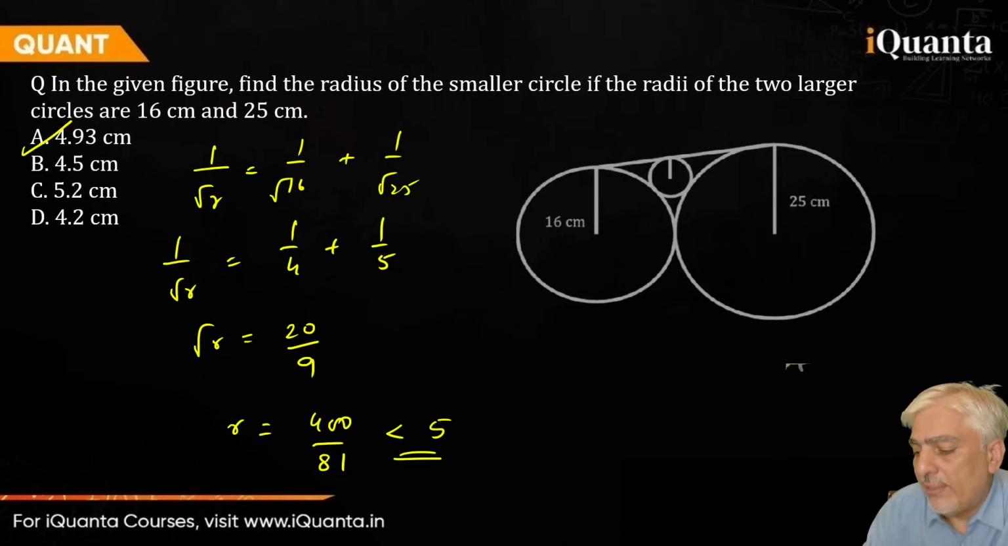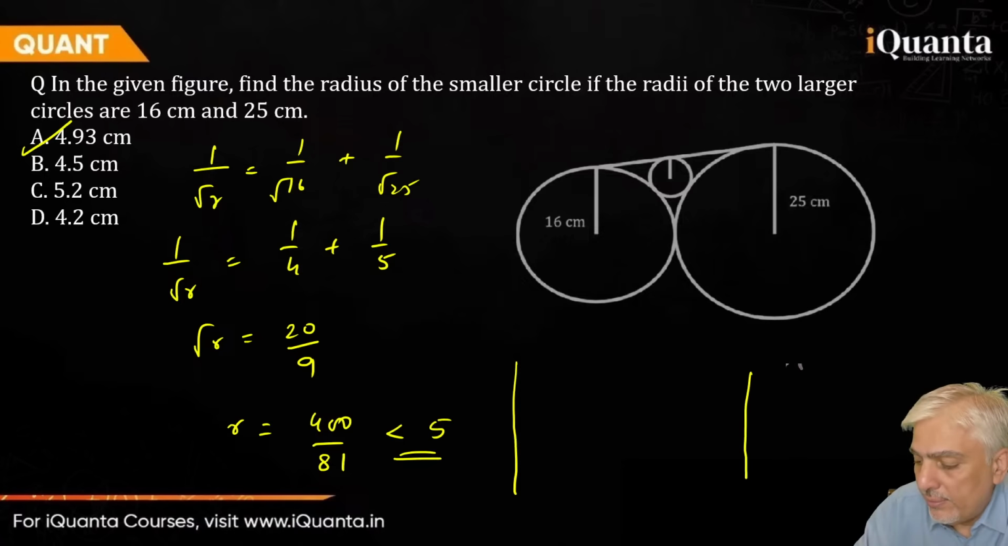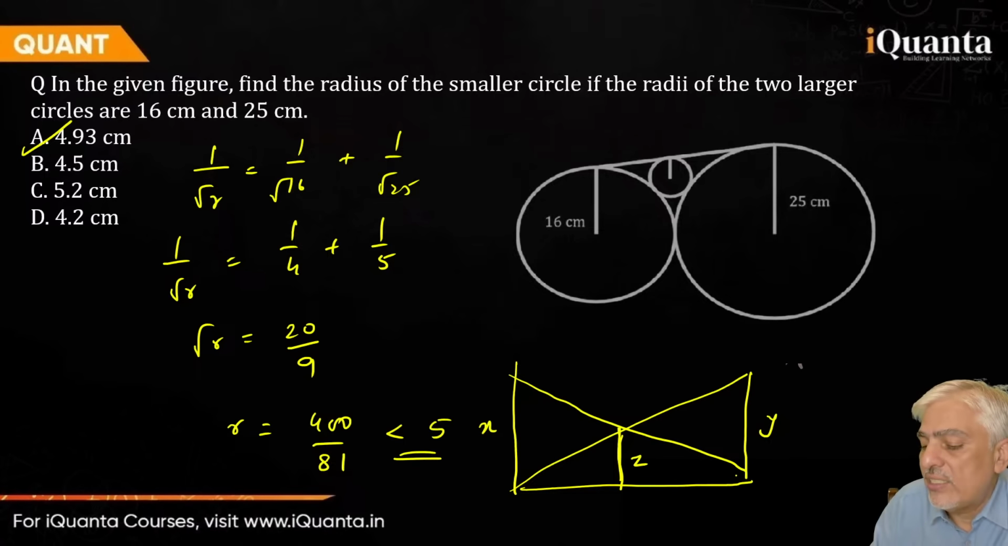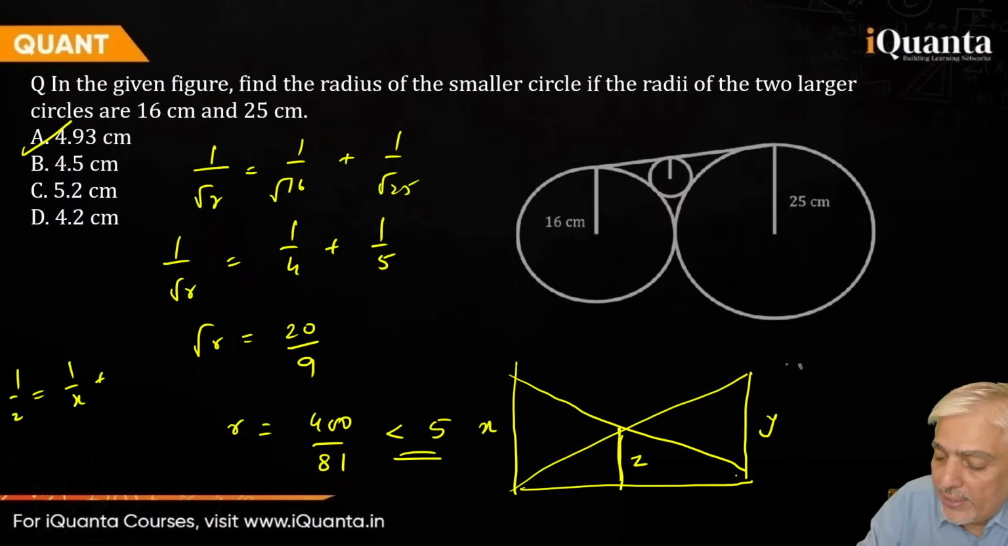No, that's a different one. Somebody was saying, is it the same as 3 parallel lines? That's a different one. That is this one. If I take this as x, y, and z, the property which somebody asked on the chat is 1 upon z is 1 upon x plus 1 upon y.